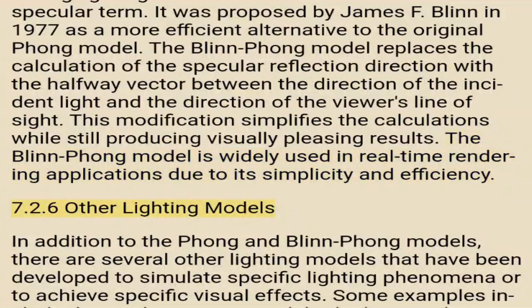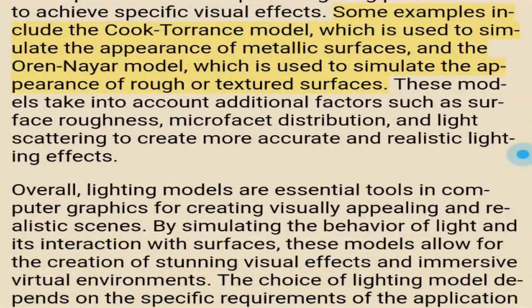7.2.6 Other lighting models. In addition to the Phong and Blinn-Phong models, there are several other lighting models that have been developed to simulate specific lighting phenomena or to achieve specific visual effects. Some examples include the Cook-Torrance model, which is used to simulate the appearance of metallic surfaces, and the Oren-Nayar model, which is used to simulate the appearance of rougher textured surfaces. These models take into account additional factors such as surface roughness, microfacet distribution, and light scattering to create more accurate and realistic lighting effects. Overall, lighting models are essential tools in computer graphics for creating visually appealing and realistic scenes.